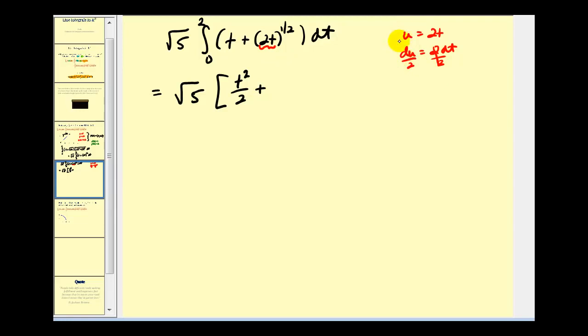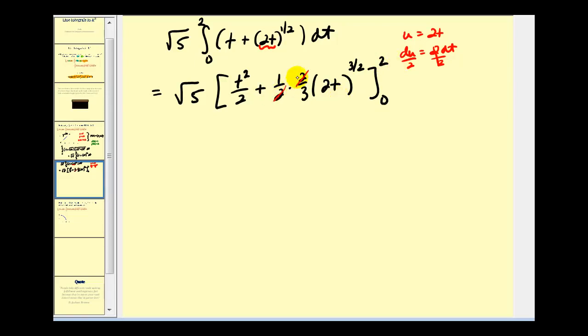So here we'll have an extra factor of 1/2 when converting to u. So we'll have 1/2 times u to the 3/2 divided by 3/2, or times 2/3 u to the 3/2, but u is really 2t. Evaluate this at 2 and 0.